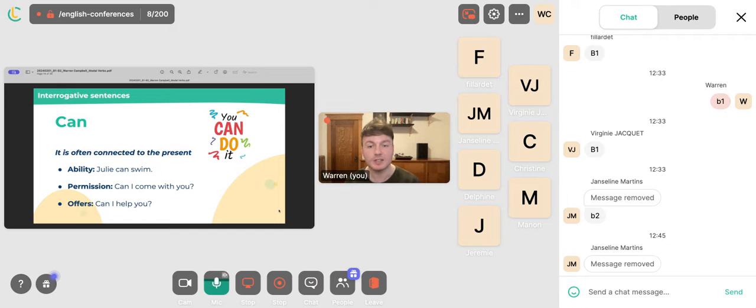We can see some examples here. Julie can swim. Used in permission. Can I come with you? And offers. Can I help you? You might say other things like, I can speak English, I can speak French. Permission. Can I go to, I don't know, can I go to the bathroom, for example? Okay, something simple like that.